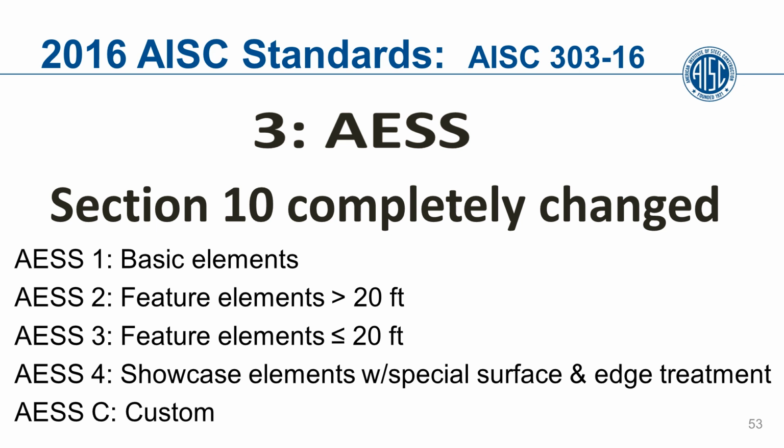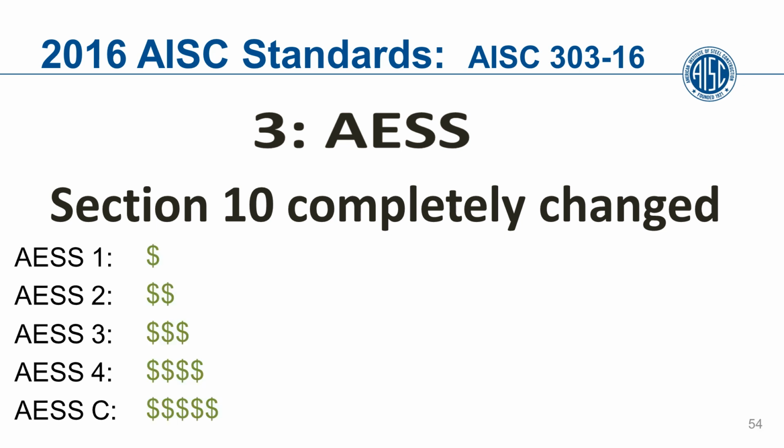AISC C is custom. Now, custom is not defined. And the reason it's not defined is it might be something beyond what you see here, a little less, or a mixture of them. It's up to you how you would want to structure it. Well, another way to look at this may be like this. Keep in mind that as you step up on each grade from 1 through 4 into C, the costs are going to increase dramatically. So keep that in mind when you're looking at this. Don't specify more than what you really need. Don't have the costs increase more for the owner than what is really required.